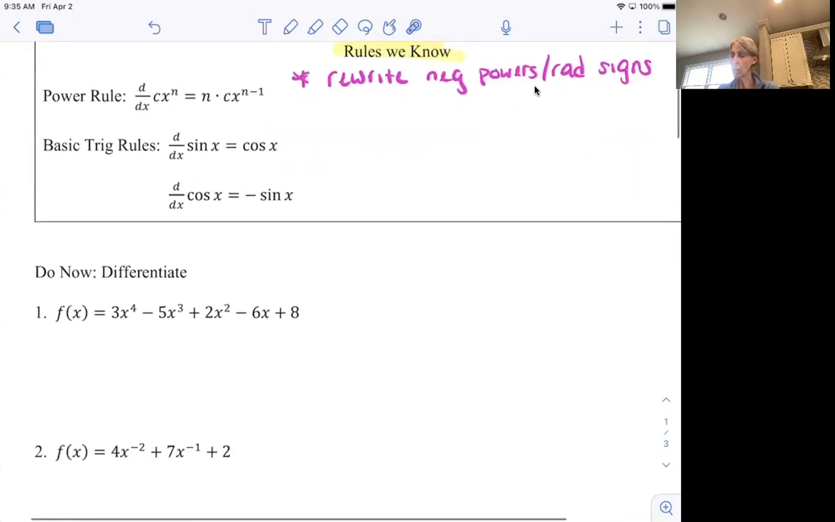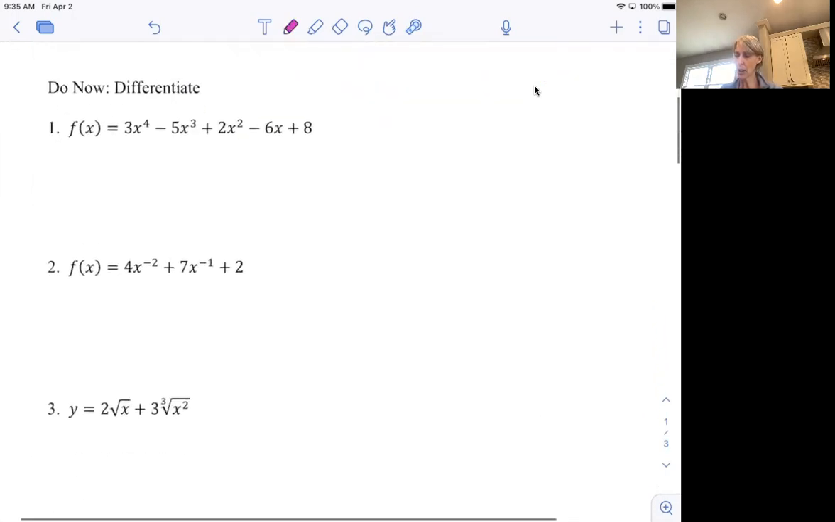Okay, we also learned the basic trig derivative rules. The derivative of the sine is the cosine. The derivative of the cosine is negative sine. So just a few quick problems before we actually move on to the lesson.